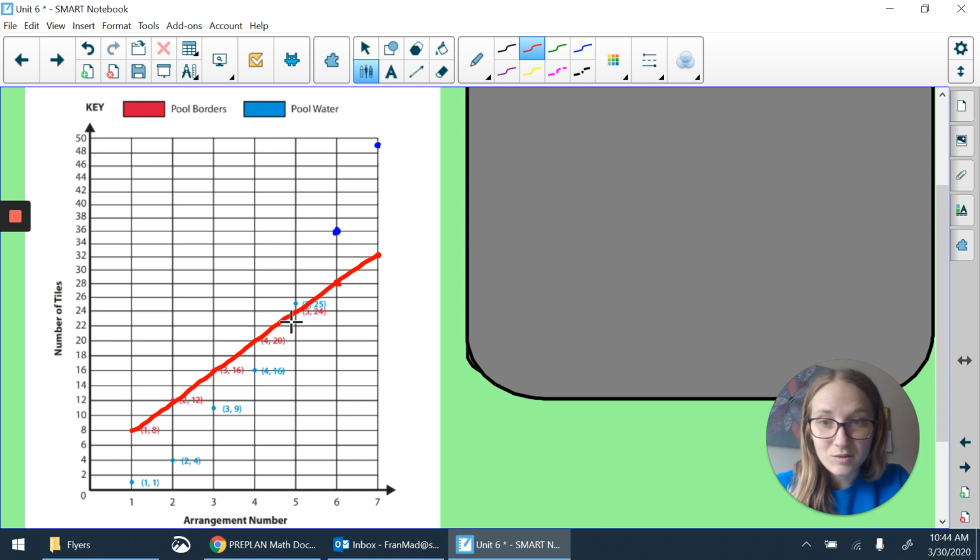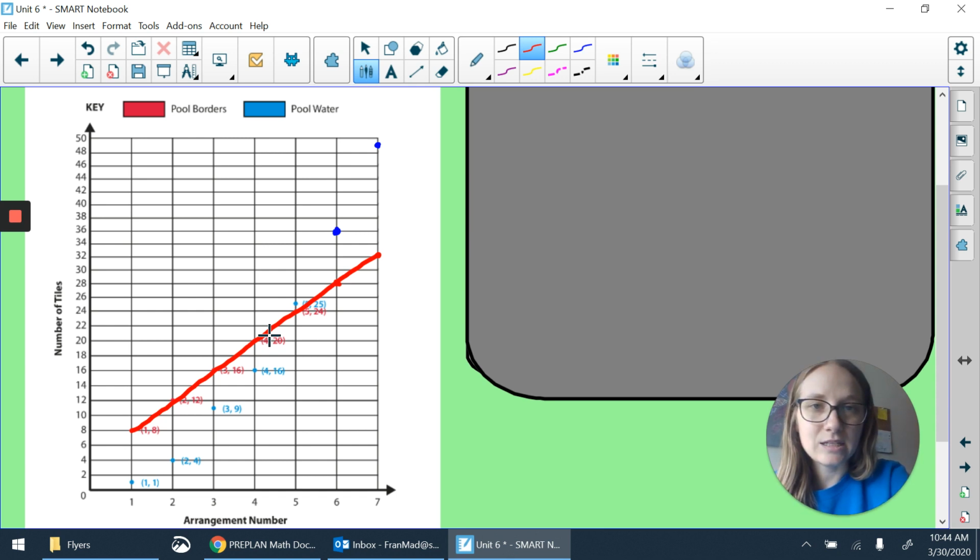And then here on the 5th arrangement, the number of tiles in the pool water even went past how many tiles were in the pool border. So at the 5th arrangement, we had more pool water tiles than we had border tiles. And looking back in my workbook at the page where we first saw these arrangements, I could see that in arrangement 5, there clearly are more white tiles than gray tiles.